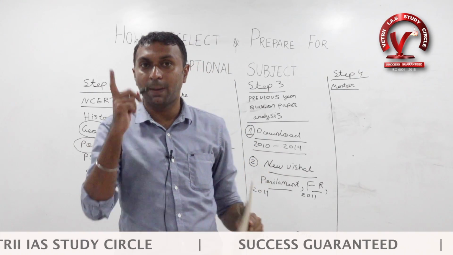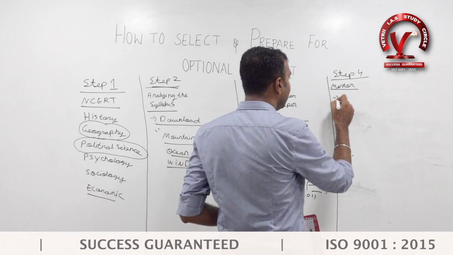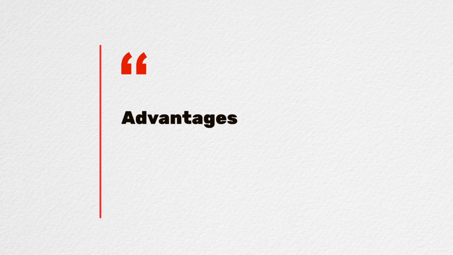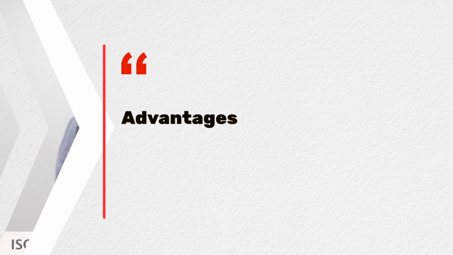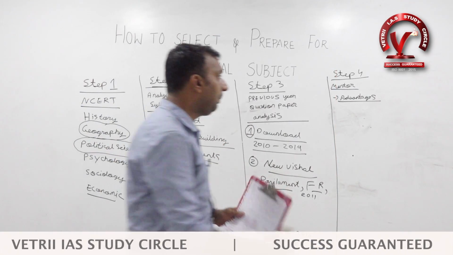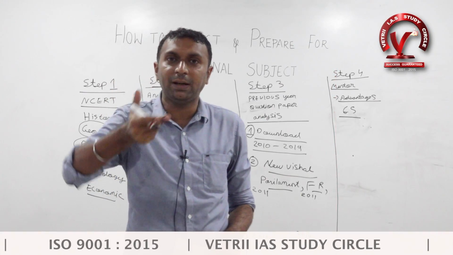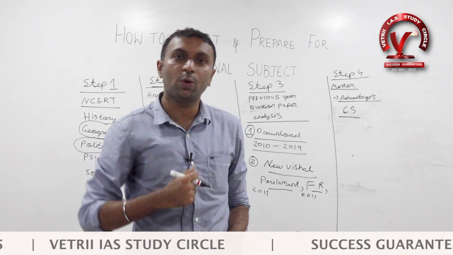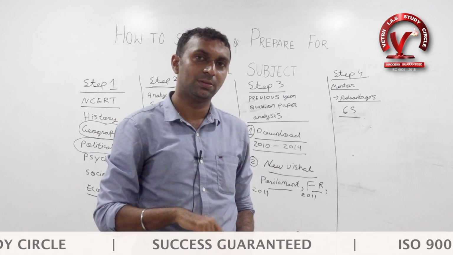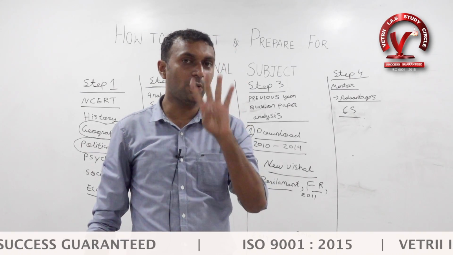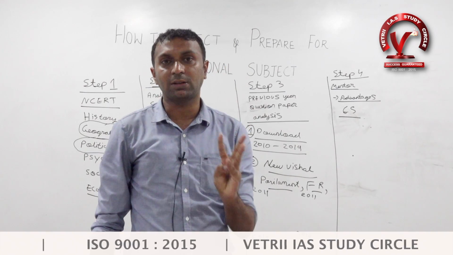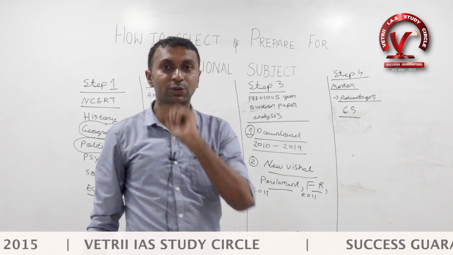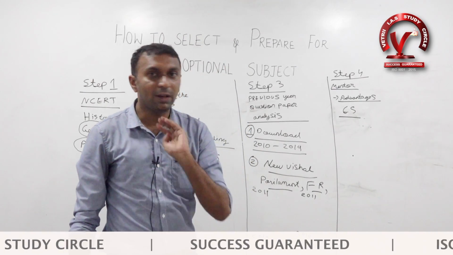What are those questions? Number 1, advantages. What are the advantages of taking this optional subject? In what way is this optional subject going to help me in general studies? We all are aware that in mains we have a separate paper called GS which is of 1000 marks. 4 papers of GS, each of 250 marks. So, in total it comes to 1000 marks. So we are all aware of it.